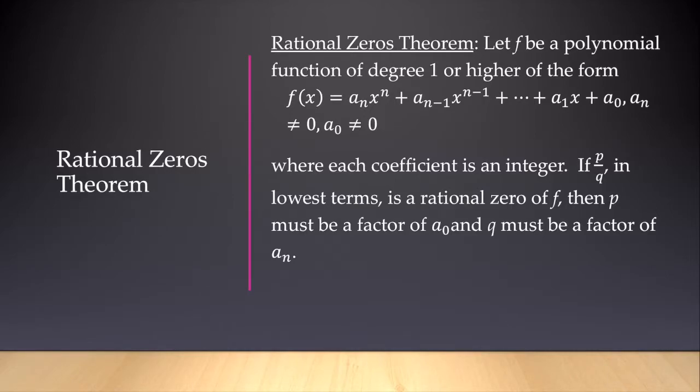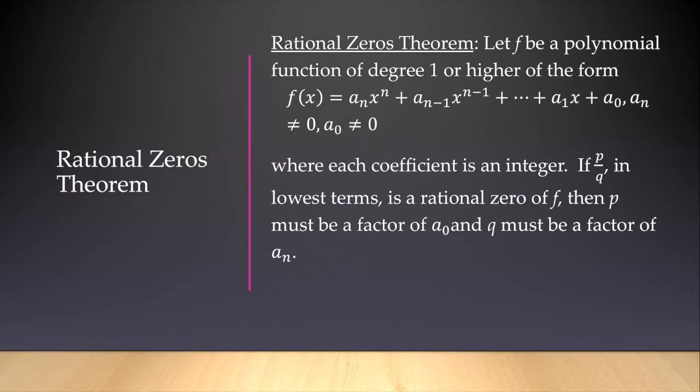Now, how do I determine what numbers could be zeros of a polynomial? I need a way to narrow it down because otherwise it could be every real number, and that's infinitely many numbers, which is definitely too many numbers. So that's where the rational zeros theorem comes in.